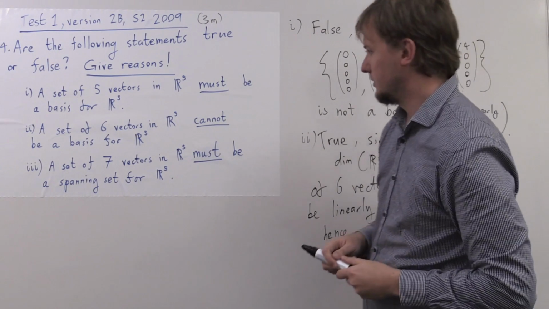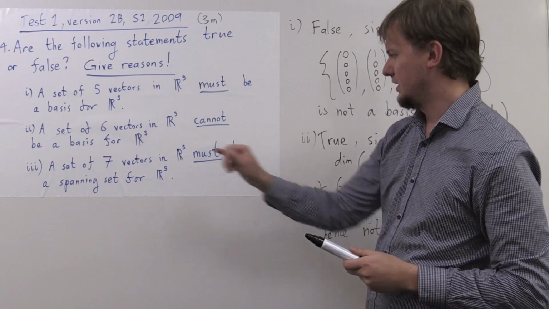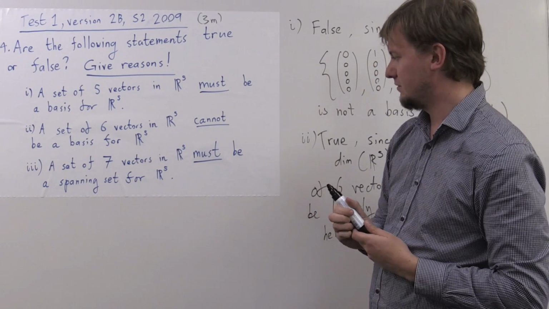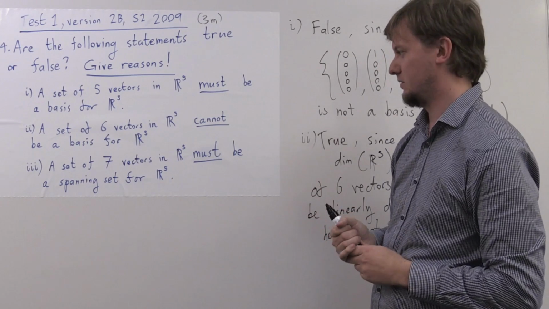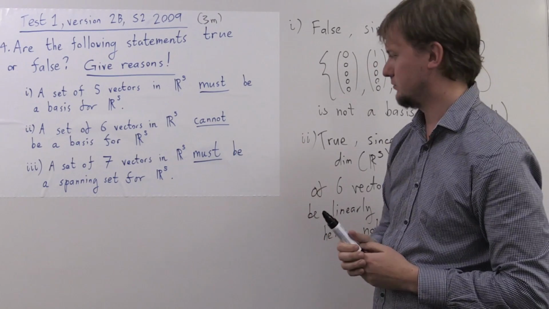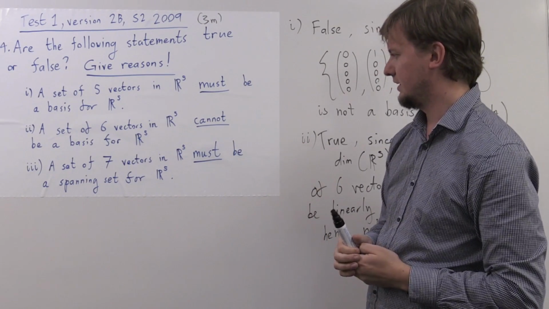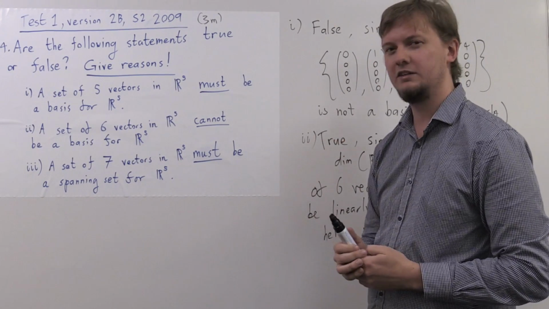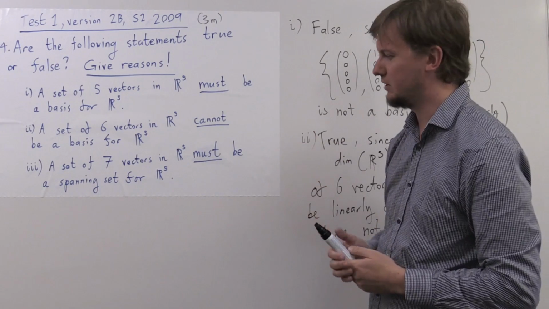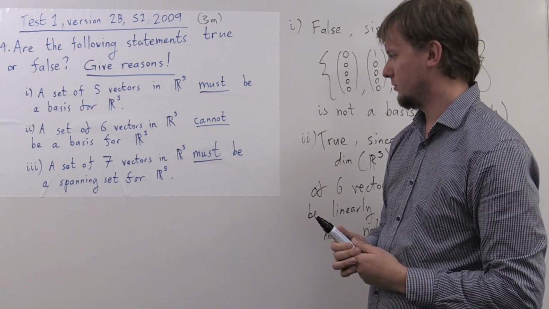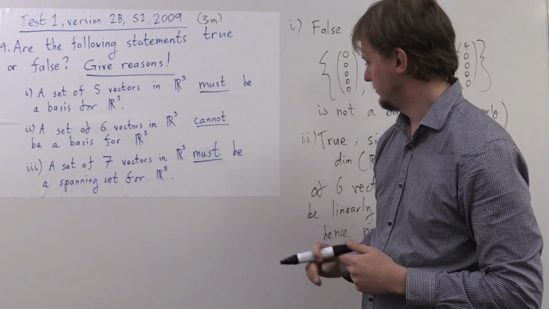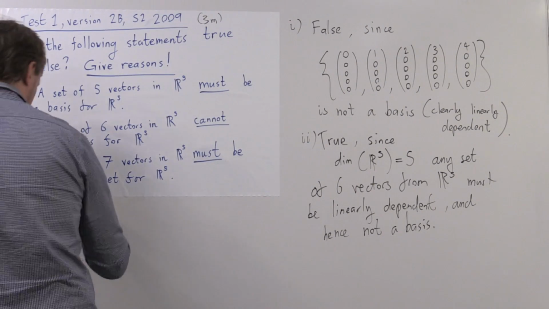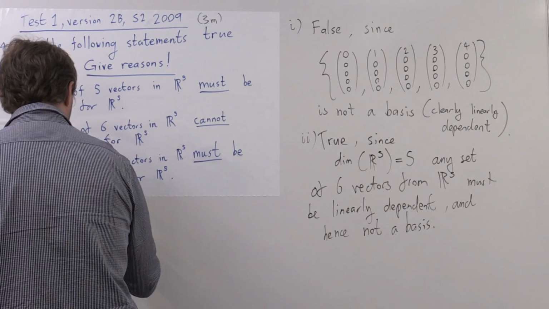And what about this last one? This last one says that a set of 7 vectors must be a spanning set for R5. This is actually fairly similar to the first one. It's saying that no matter how poorly you choose these 7 vectors, you're always guaranteed to get a spanning set. Again, I know I can make terrible choices, so I know this is false. So part 3, this is false.